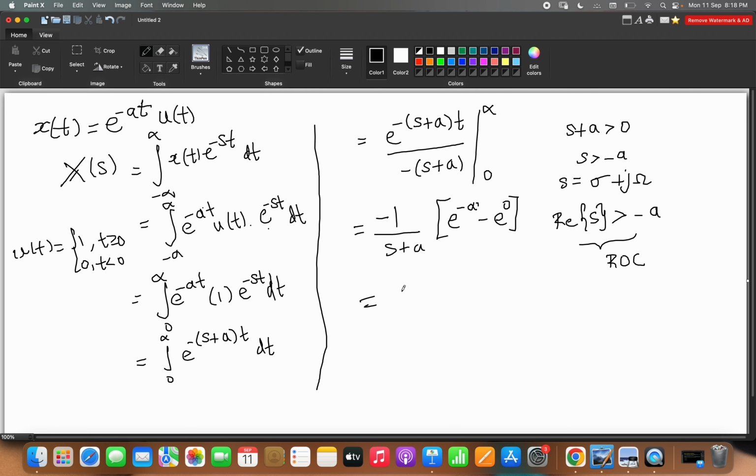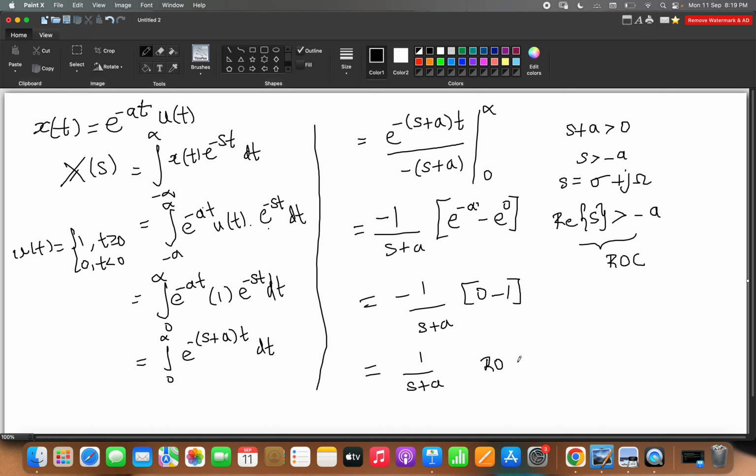So this can be written as minus 1 by s plus a, and in this case e power minus infinity equal to 0, minus e power 0 equal to 1. So this value will be 1 by s plus a. Okay, so the Laplace transform of x of t equal to e power minus at u of t is nothing but 1 by s plus a with ROC.